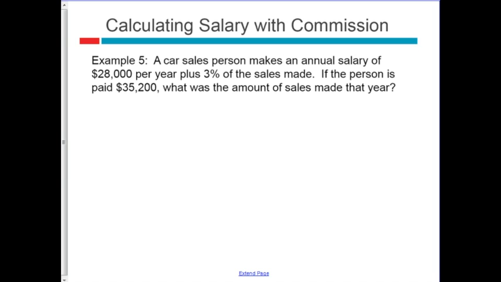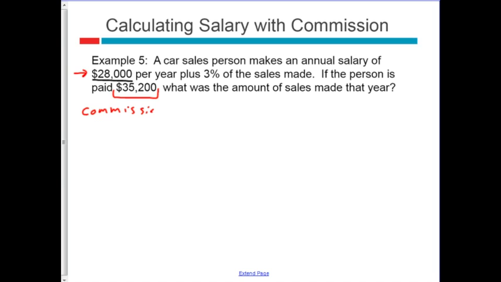Okay, so no matter what, if this person didn't sell a car, they made $28,000. Now, they might not last the whole year if they weren't selling any cars, granted, but for now, just assume with 0 sales, you make $28,000. So the difference between the $35,200 and the $28,000 was from commission. So first, I have to find the amount of the commission.